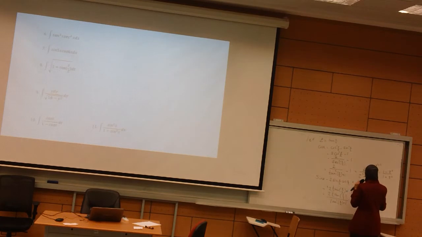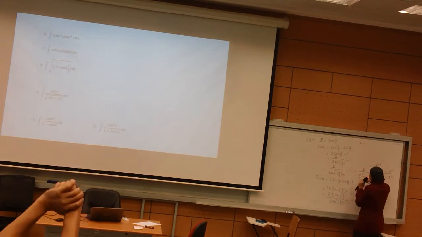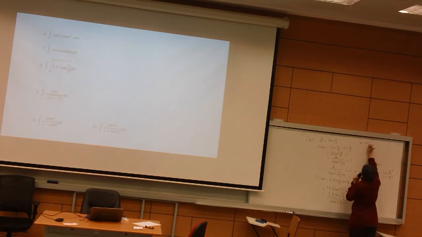How can I find dx in terms of dz? Put x first in terms of z. x equals 2 tan inverse z. So dx equals 2 over 1 plus z squared dz.